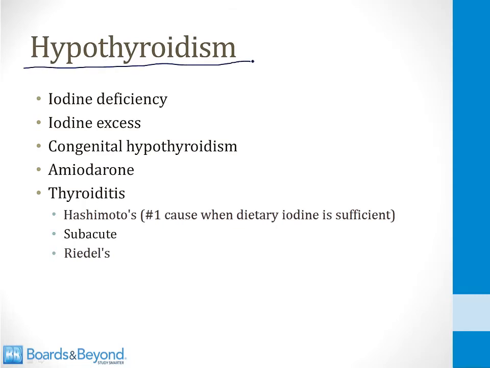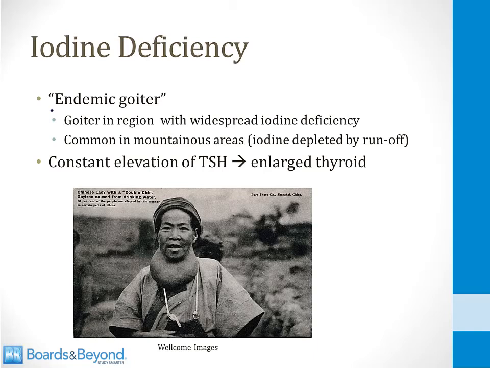All of the items shown on the screen here can cause hypothyroidism, and we'll talk about each of them in the next few slides. Note that amiodarone can cause hypothyroidism in addition to hyperthyroidism. We'll talk about why in a minute. Note also that I've listed the causes of thyroiditis on this slide. As I told you before, thyroiditis can initially cause hyperthyroidism, but eventually it always leads to hypothyroidism. And in fact, the most common cause of hypothyroidism is Hashimoto's in parts of the world where there's enough iodine in the diet.